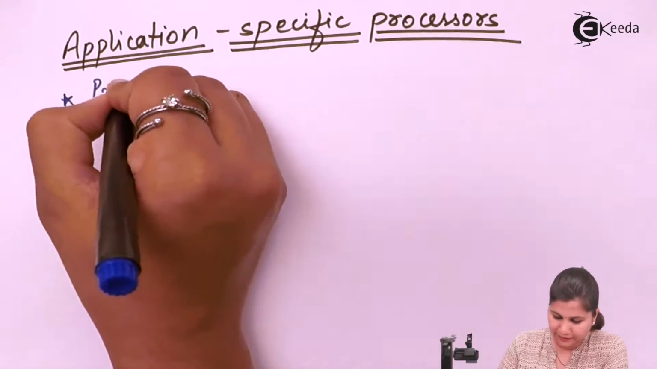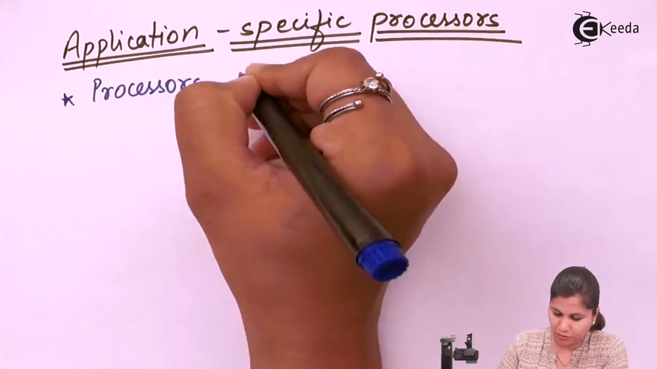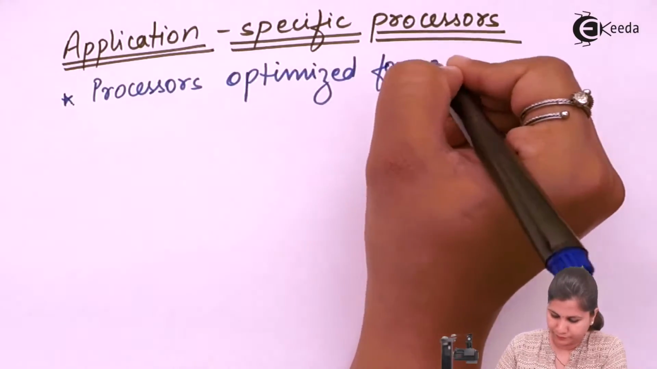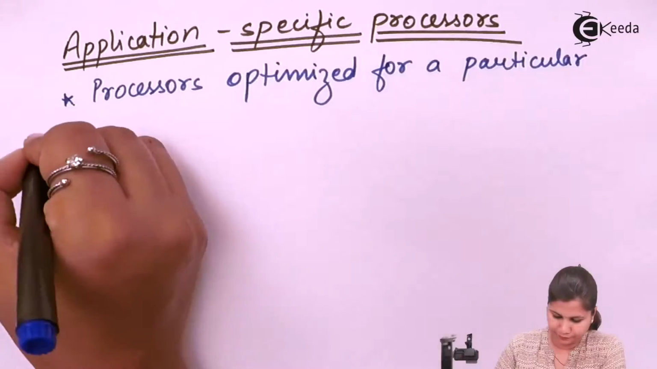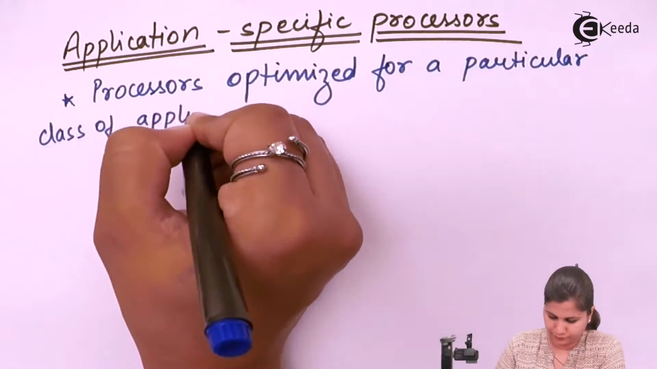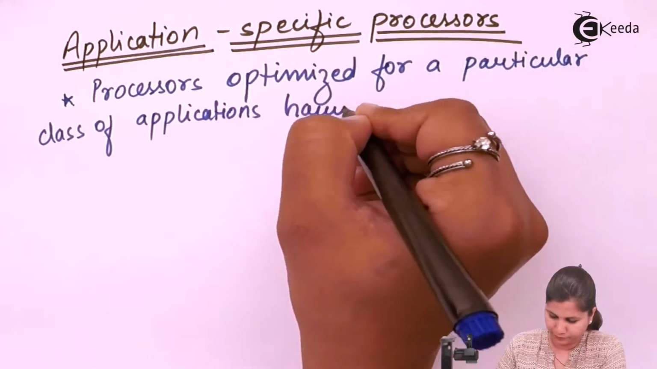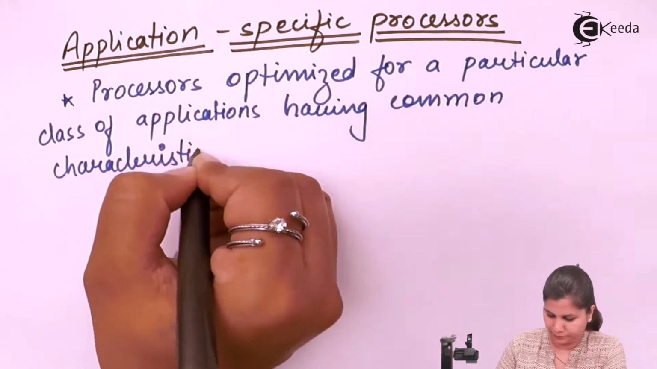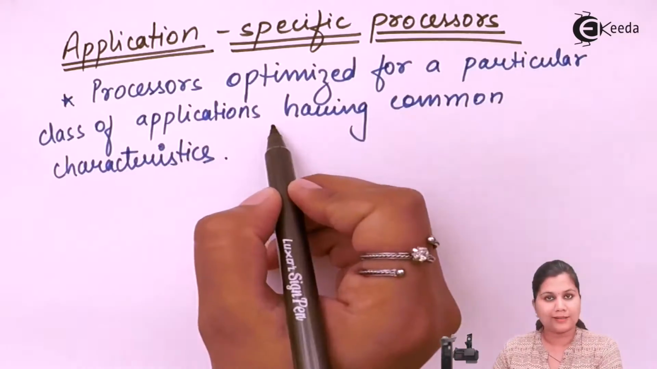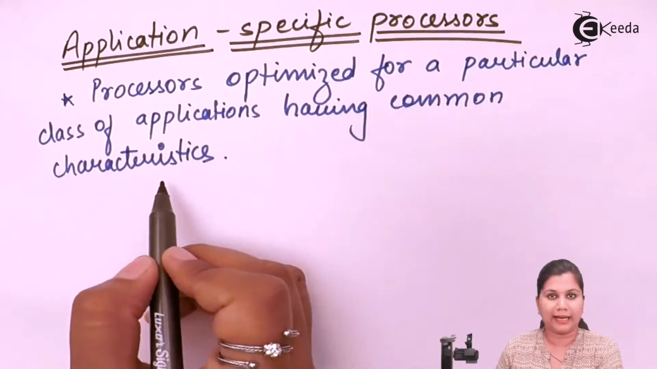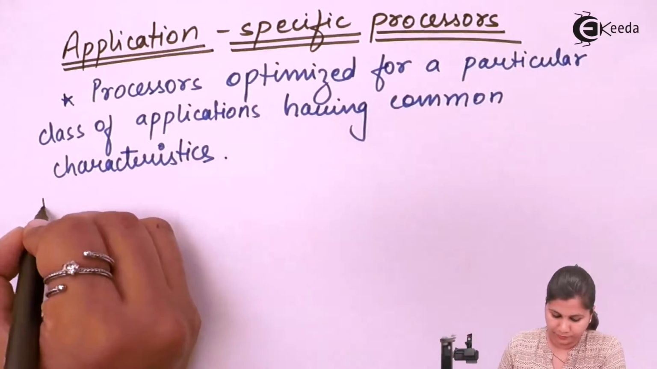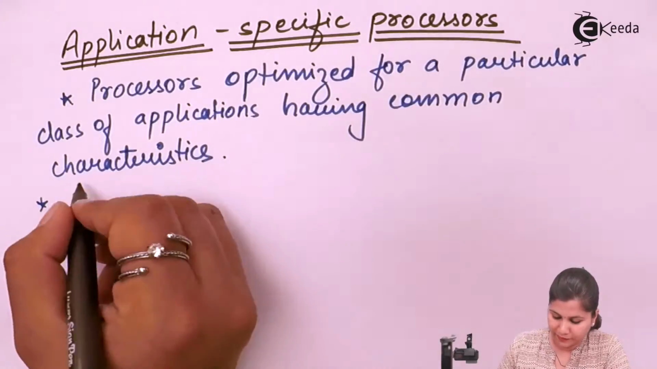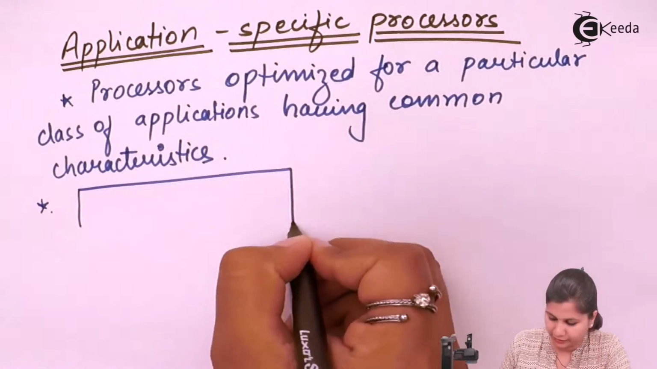So application specific processors are the processors optimized for a particular class of applications having common characteristics. Now if we see the architecture of these application specific processors, again they will contain the controller.